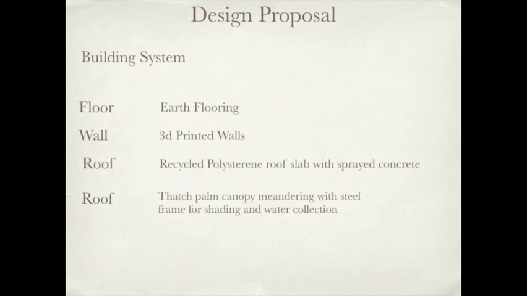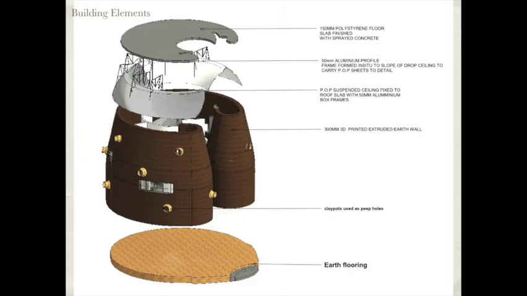For the design proposal, earthen flooring was used as the building system for the floor. 3D printed walls are proposed for the wall construction, while recycled polystyrene roof slab with sprayed concrete and a thatch palm canopy meandering with steel frame for shading and water collection is used as the roof members.